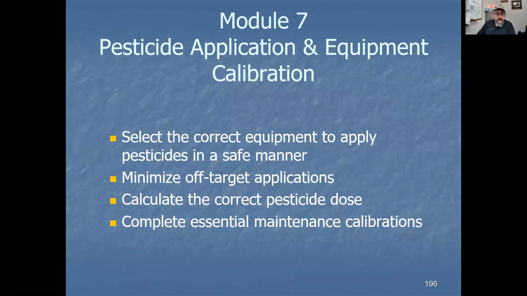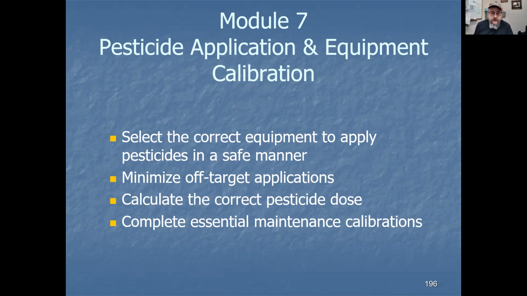Okay, welcome back to Module 7 of the Farmer Pesticide Core course. This is our last module for the Farmer Pesticide Core aspect of the certificate. So we're going to be talking about pesticide application and equipment calibration.